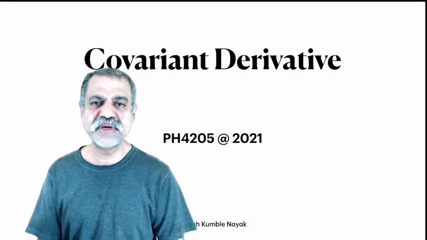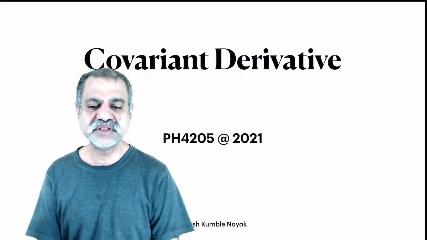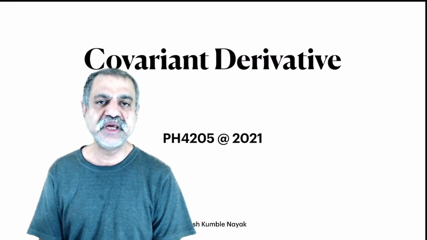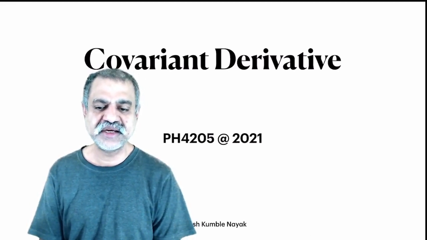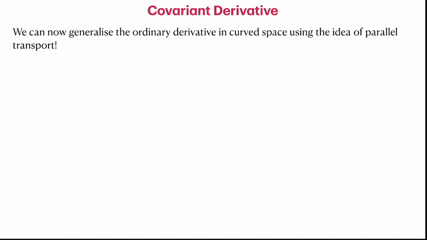So today's topic is the covariant derivative. This is a part of course PH4205 at IISER Calcutta. We have seen that the ordinary derivative or the partial derivative does not transform as a vector field. Hence, we have defined the concept of parallel transport in order to take or drag the vector from one point to another point so that we can subtract one from another and define the derivative. So that is what we are going to do.